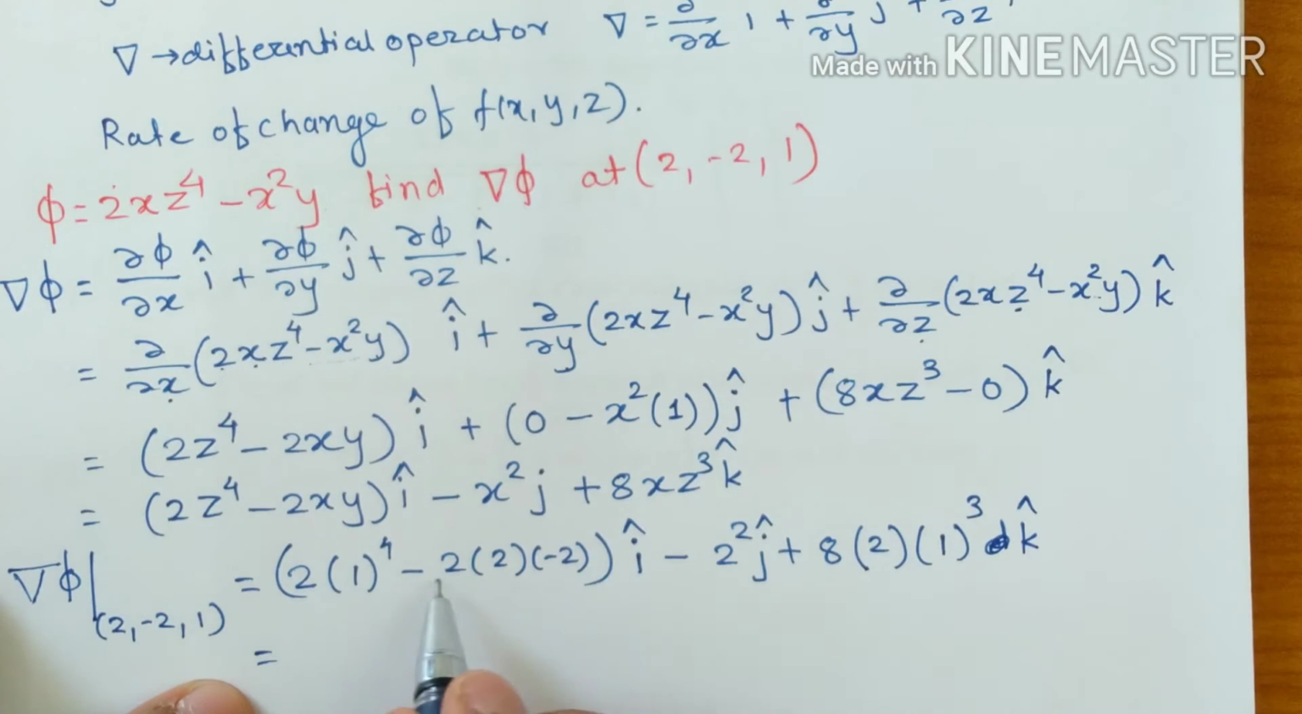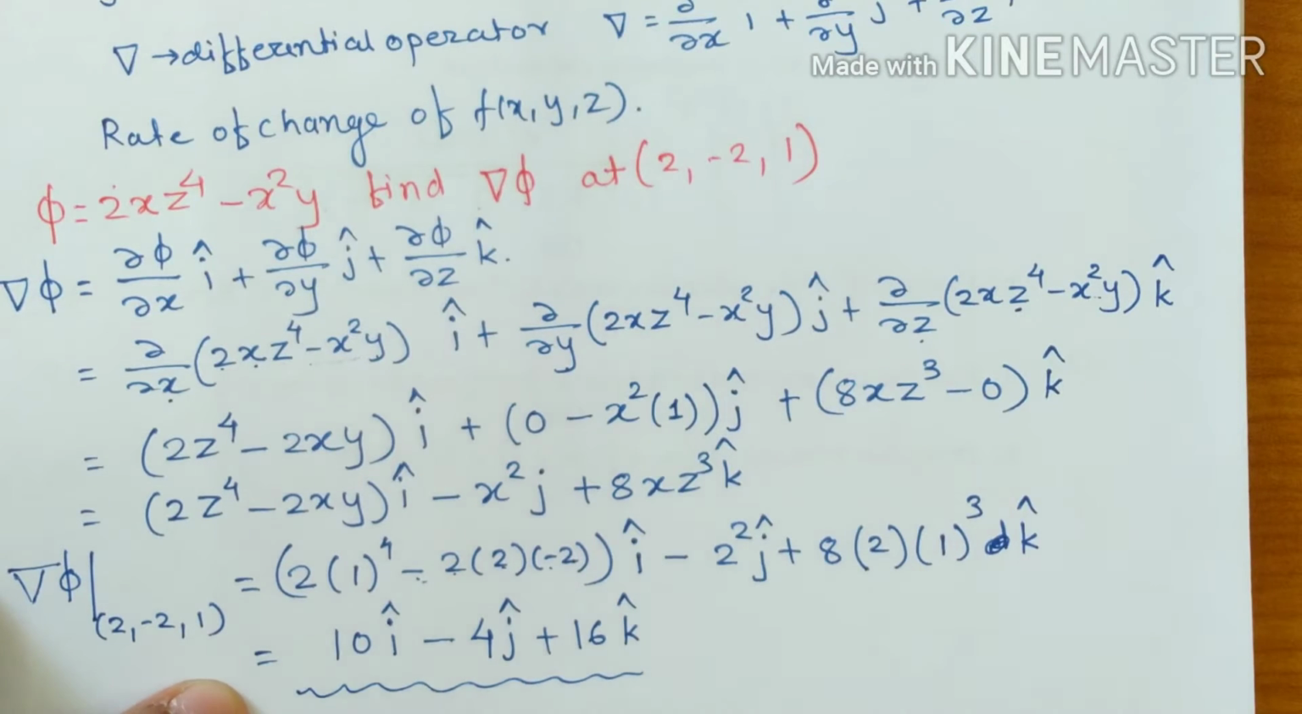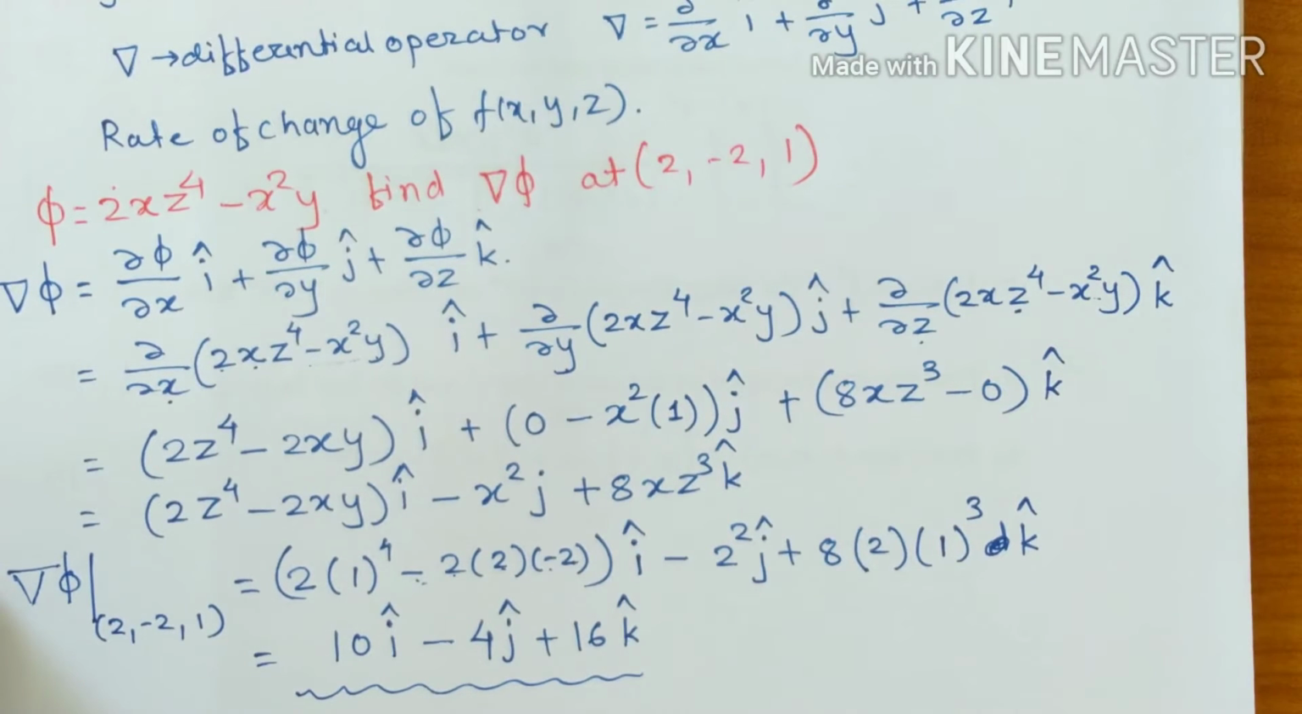So here I am getting 2, and minus becomes plus: 2 to the 4 to the 8, 8 plus 2, that gives me 10 i cap, minus 2 square, that is 4 j cap, plus 8 to the 16 k cap. So this is the gradient of phi at the point (2, -2, 1). Similarly, one can calculate the gradient of any scalar function in a similar way.